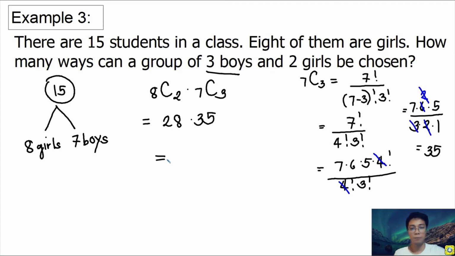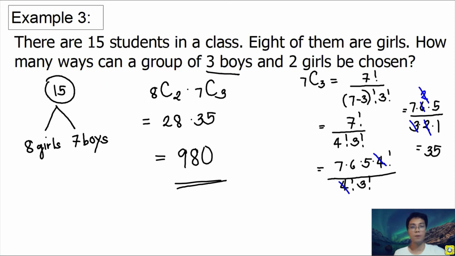Ita-times na lang po ito para makuha yung ating final answer. So, 28 times 35 is of course equal to 980. Therefore, 980 is our final answer. There are 980 ways na pwede kang makabuo ng 3 boys and 2 girls out of 8 girls and 7 boys. Nagkakaintindihan po sa example number 3.